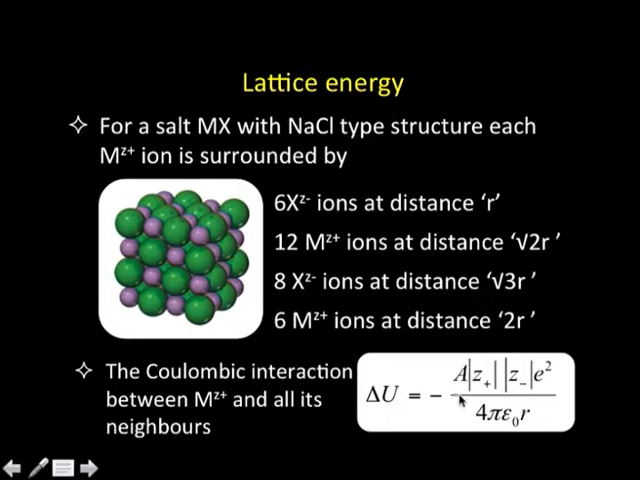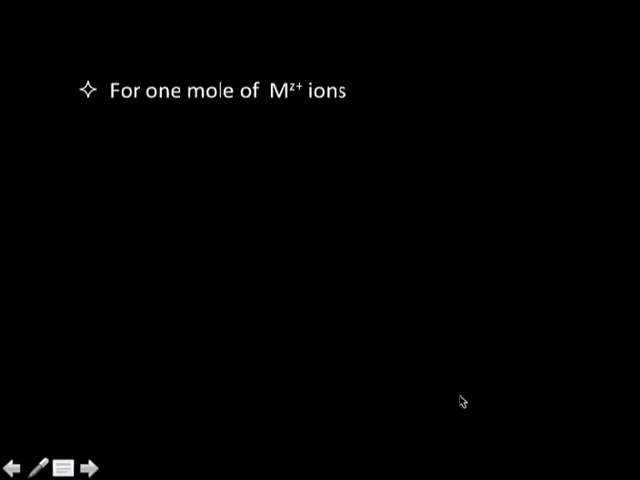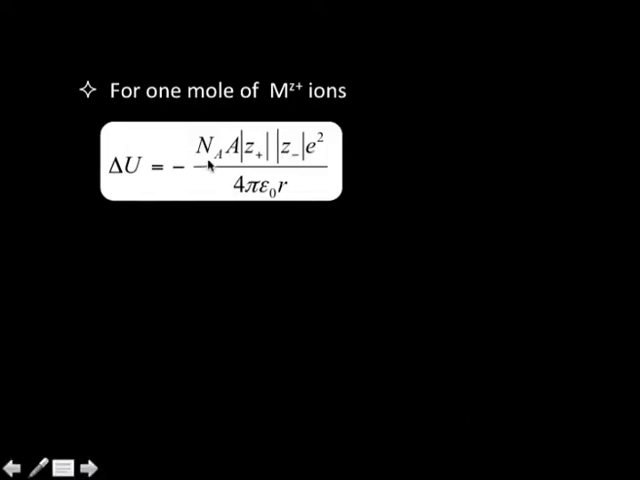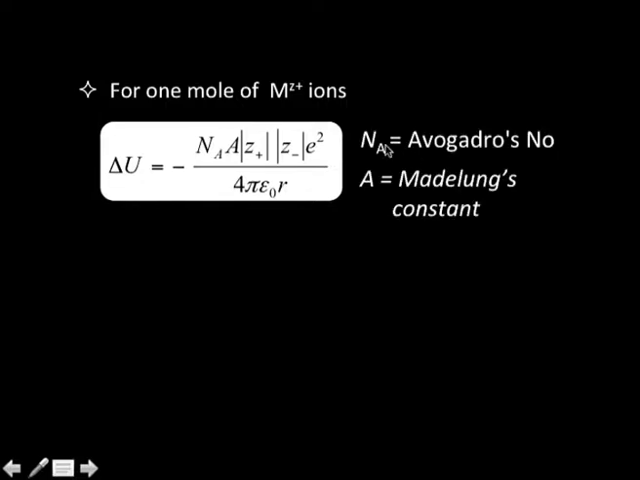Now, if I go further, if I have 1 mole of M n plus ions, what do I get? I get the same expression multiplied by Na, where Na is Avogadro's number. So this delta U expression corresponds to the energy involved in the interaction of 1 mole of M n plus ions with all its possible neighbors in the lattice. And in this expression, Na is Avogadro's number and A is Madelung's constant.